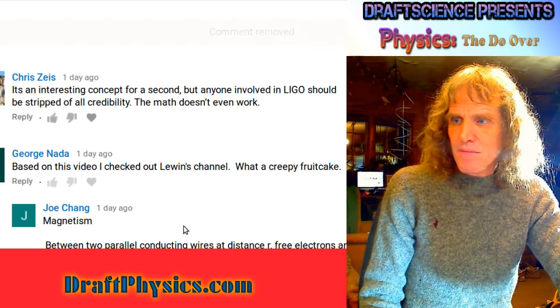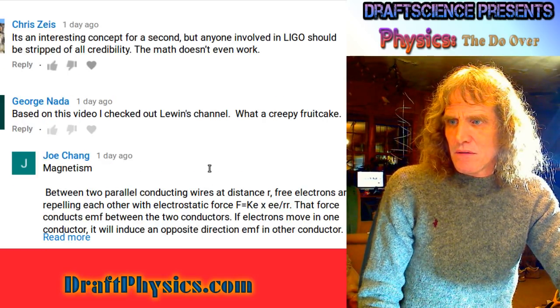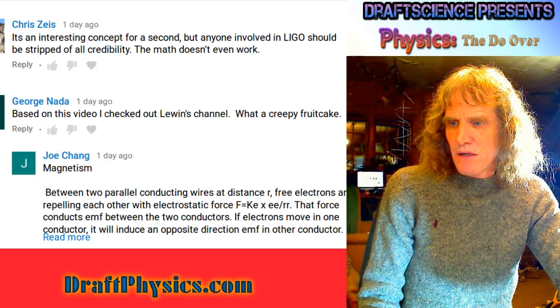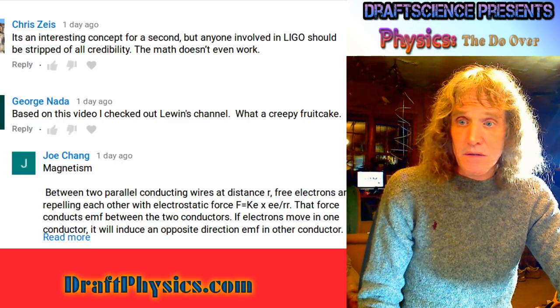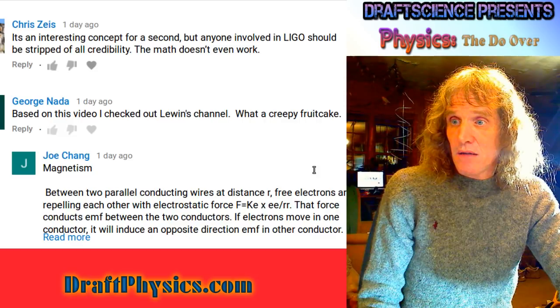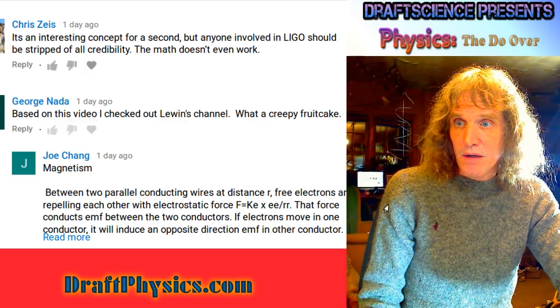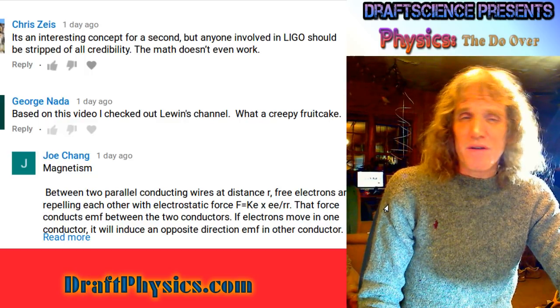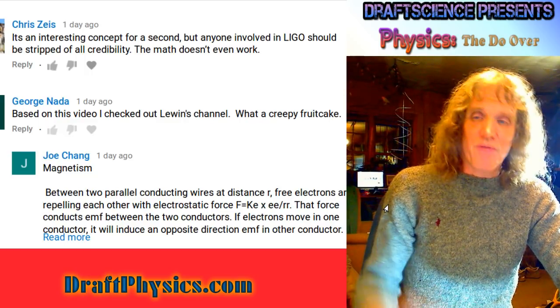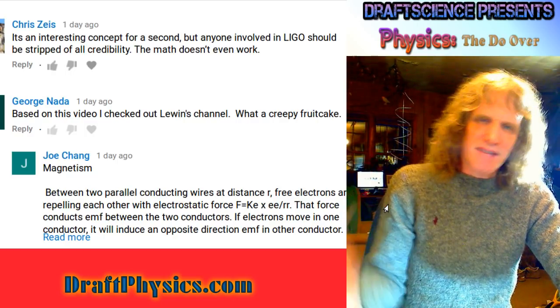All right. Chris something or other. It's an interesting concept. I hope this is still centered mostly. Yeah, mostly. All right. It's an interesting concept for a second, but anyone involved in LIGO should be stripped of all credibility. The math doesn't even work. Well, the more you know about how complex this whole thing is, and the fact they never tested it.